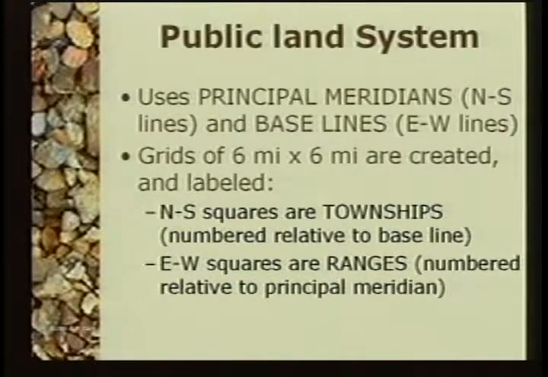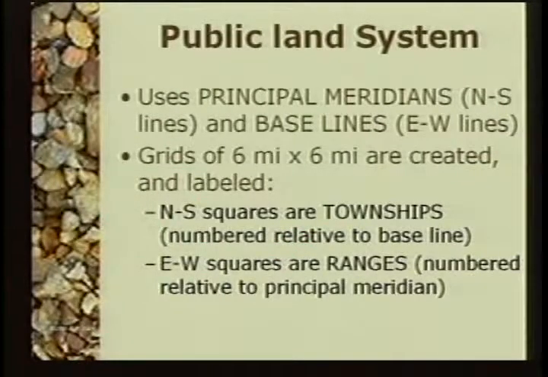The public land system in the United States uses principal meridians and baselines. The principal meridians, north-south lines, and the baselines, east-to-west lines, divide up land. Now, grids of 6 miles by 6 miles are created, and they're labeled. We go ahead and label from the north and south squares, either north or south of our baseline, and I'll show you that diagram in just a minute.